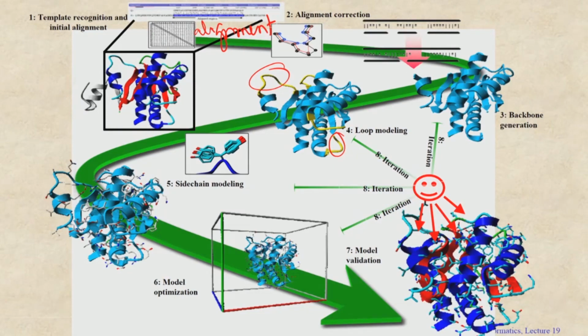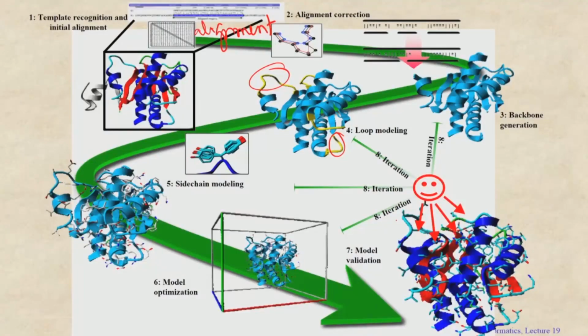If you are happy with the model and it satisfies the requirements, then it is fine. If not, you have to iterate again and again with the different steps. We change the loops, or you change the template or change the side chain, right, and finally see whether the model is valid or not.